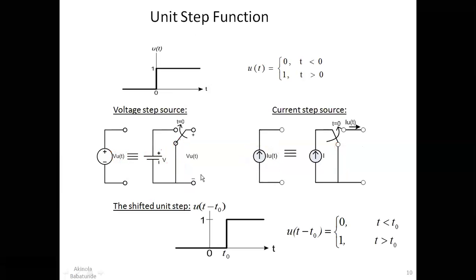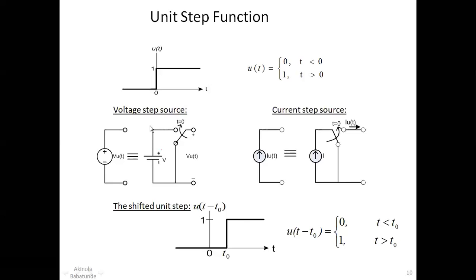What happens when we have a shifted unit step? When the step is shifted, initially we had said that t is equal to 0. So if we shift it and we say t moves from 0 to t naught, what would be the value of our function? It simply means that we are looking for the area under this particular graph.